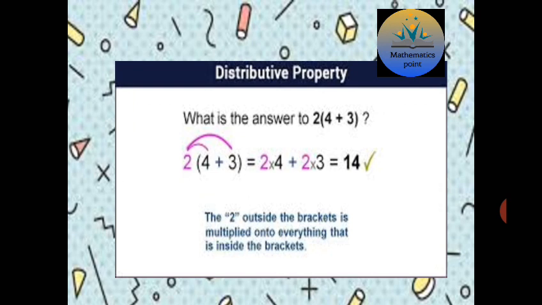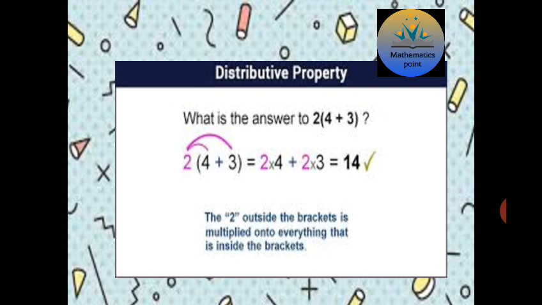So now move towards the question. Okay, now we have a situation that 4 plus 3 is inside the bracket and we have a 2 outside the bracket, so 2 is going to be multiplied with all the terms. 2 first multiplies with the 4, 2 4s are 8, and then 2 multiplies with the 3, 2 3s are 6, then we add these two numbers, we get the answer 14.